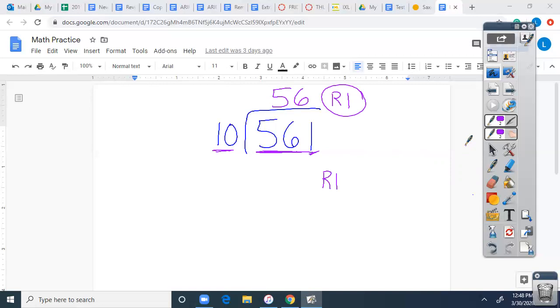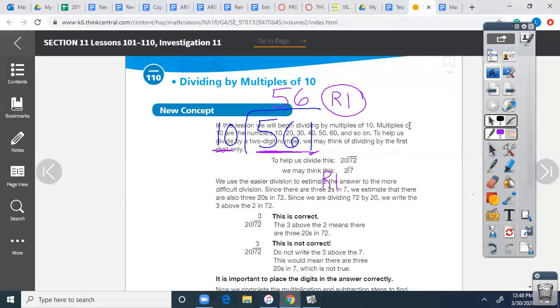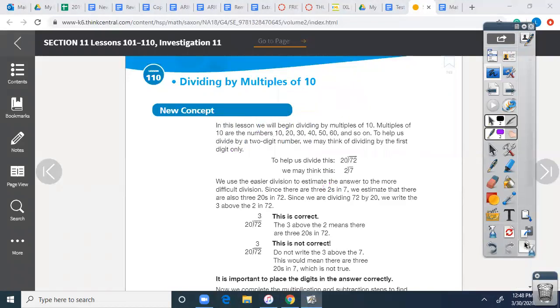Now we are going to go back to lesson 110, and we are going to talk about dividing by multiples of 10. So instead of dividing by 10, we're going to divide by 20 or 30 or 40 or a different multiple of 10. Okay, you are going to be taking a test this Friday, a benchmark test, and you are going to need to know what multiples are.